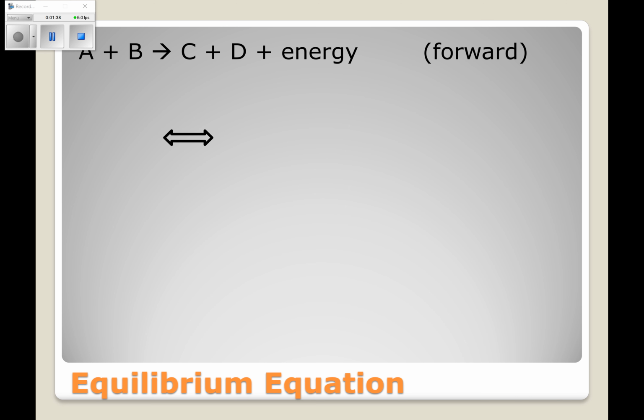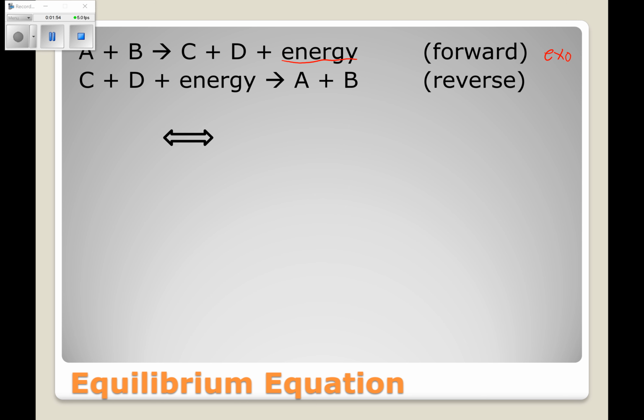We'll consider a general reaction between reactants A and B to yield C and D plus energy. This would be a forward reaction, and this would be considered exothermic because energy is being written as a product. The reverse reaction, now some of you had questions on this, of how to actually write these. We basically take the forward reaction and we start where our products are and we end where our reactants are. And we just write it in the reverse direction. So C and D and energy become our reactants, A and B become our products, and that is what we call our reverse reaction.